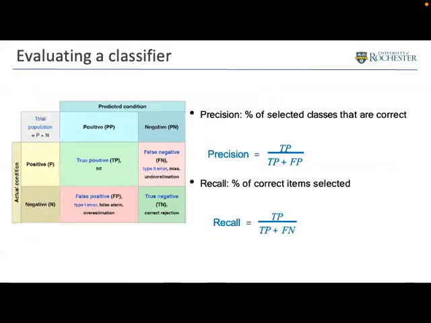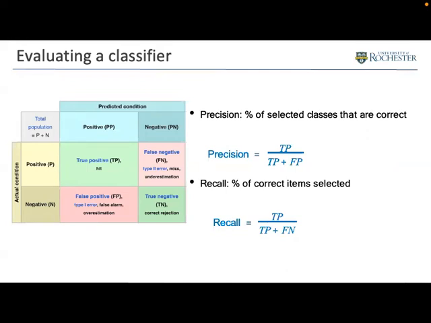If we want to evaluate our current classifier, naive Bayes, we use precision and recall. Precision is the fraction of selected items that are correct, given by true positive over true positive plus false positive. Recall is the percentage of the correct items that are selected, so recall equals true positive over true positive plus false negative.